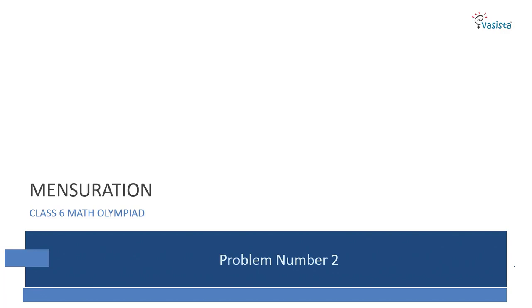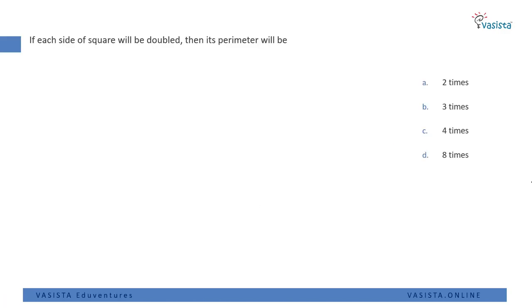So let us start working on the second problem, right here. If each side of a square will be doubled, then its perimeter will be. So let us check out here. So this is going to be the square. Square means what? All sides are equal.